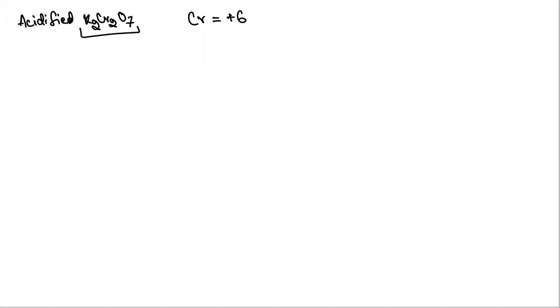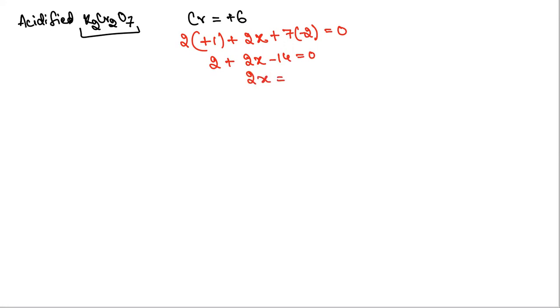Let me show you. See here, potassium is +1 because it belongs to group number 1. So it has to be always in +1 oxidation state, and there are 2 potassium. So that's why 2 multiplied by +1. We need to find out the oxidation state for chromium, so I'm taking this as X. And oxygen, because it's a more electronegative element, will always be present in -2 oxidation state, and the overall molecule is neutral, so that's why 0. Clear? So 2 plus 2x minus 14 is equal to 0. That means 2x would be equal to -12. 12 will go on the other side, so this will become +12, and x comes out to be +6.